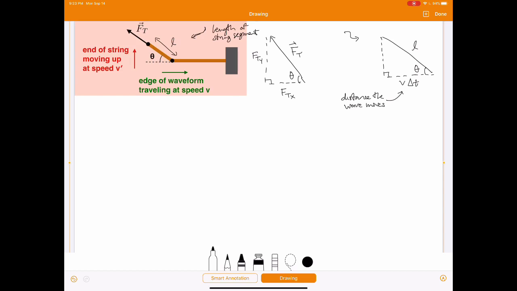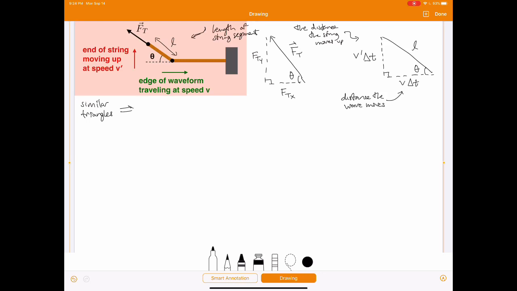What do we make of this vertical piece? That would be the distance the string moves up. So again, we can think of this as a speed times the time. In this case, the speed would be v prime, and then multiply by delta t. So I didn't draw the triangles very well, but they're similar triangles. Okay? They have the same proportions because they have the same angles.